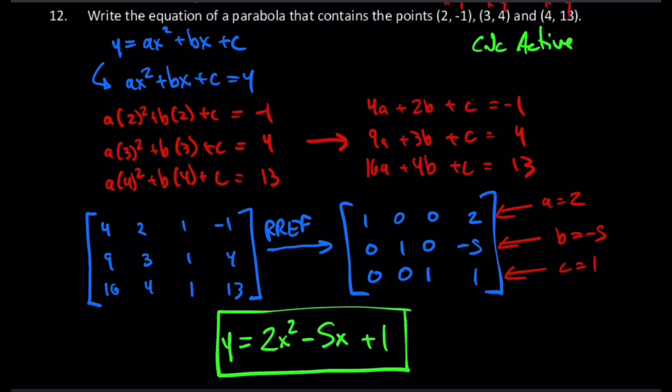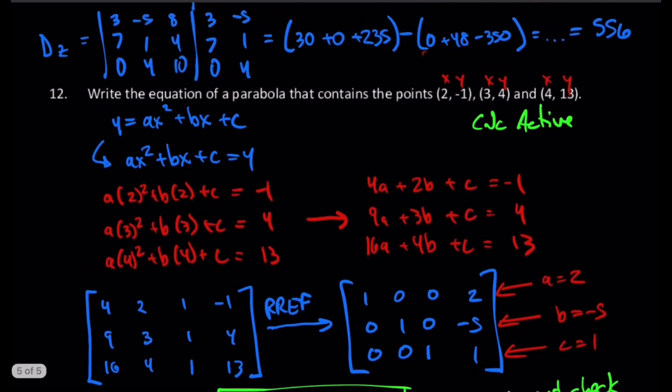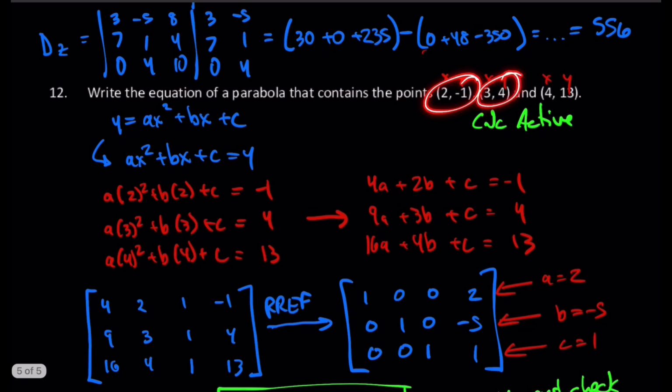If you want to be sure you've done this correctly, it's Calc Active. Put that into y1 and check your table. And you'll notice that in your table, you will have all 3 of those points. Okay? So there's the video key for the review.